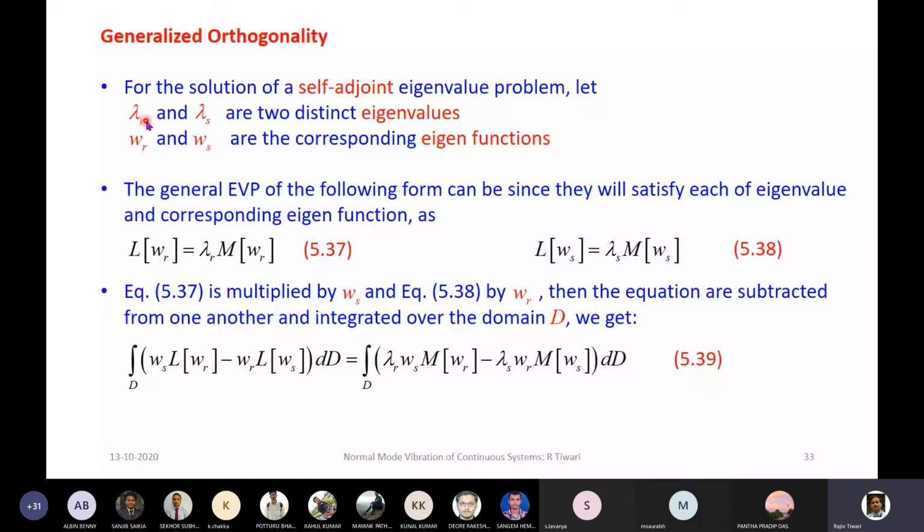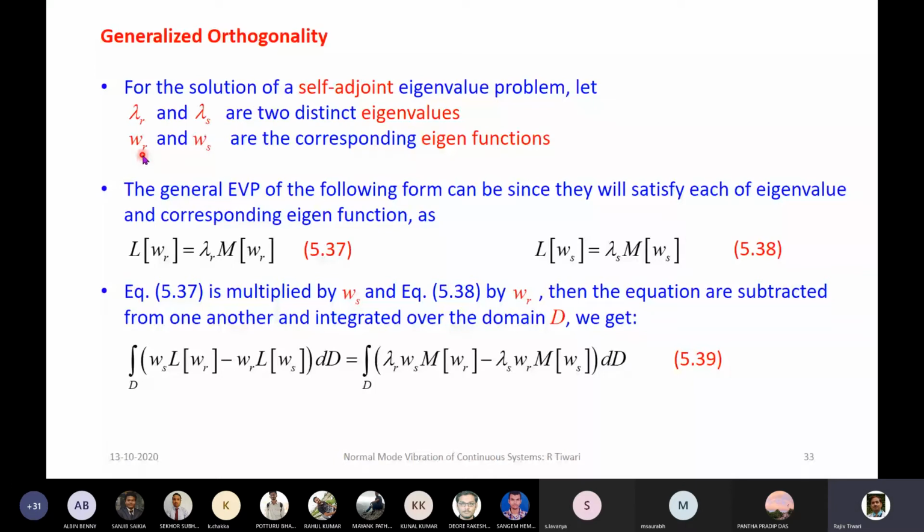They are corresponding. So lambda R is related to the WR and lambda S is related to the WS. So we call it the rth mode eigenvalue and eigenfunction. This is the sth mode eigenvalue and eigenfunction, because they are the solution of the eigenvalue problem. So if we substitute this in the eigenvalue problem, we should be able to satisfy this.